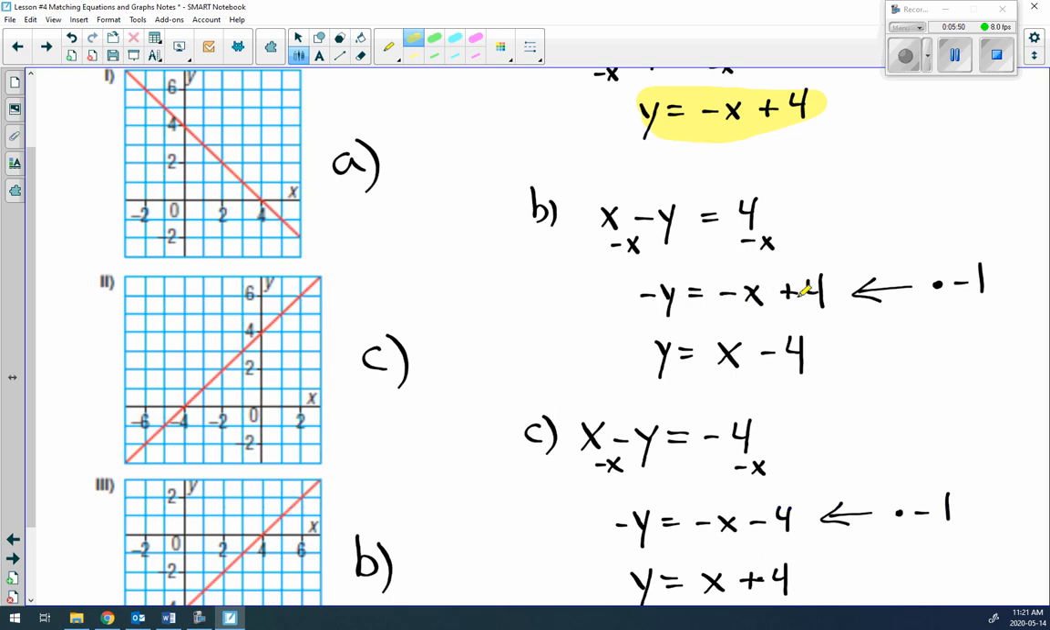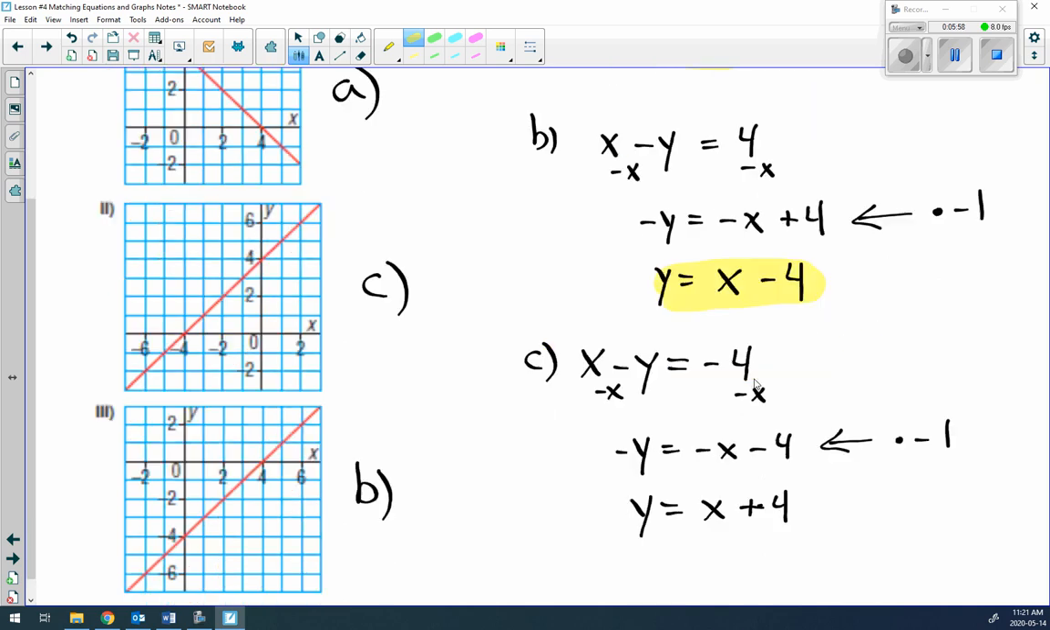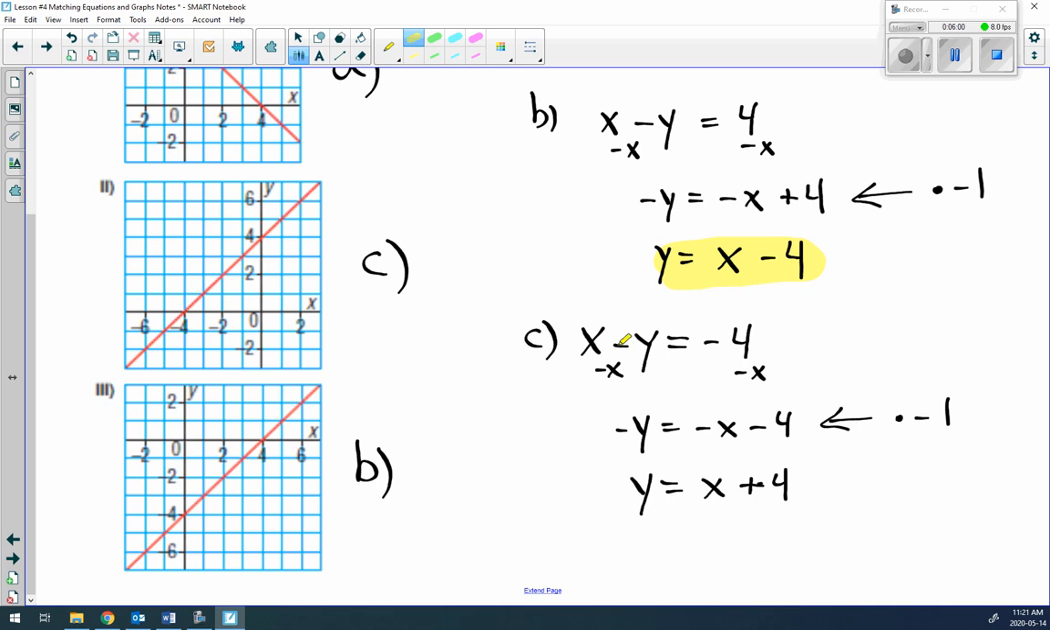Move the x over. Oh yeah, y has to be by itself and it has to be positive, so we can multiply by negative 1. So then we end up with y equals x minus 4. And the last one here, x minus y equals negative 4. Move the x again, times by negative 1. We end up with y equals x plus 4. Okay, now let's match up the graphs.